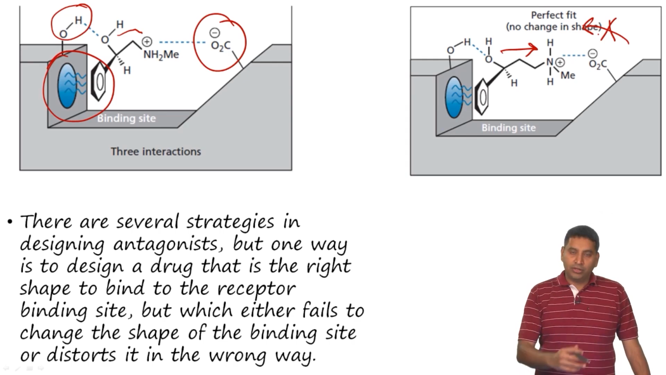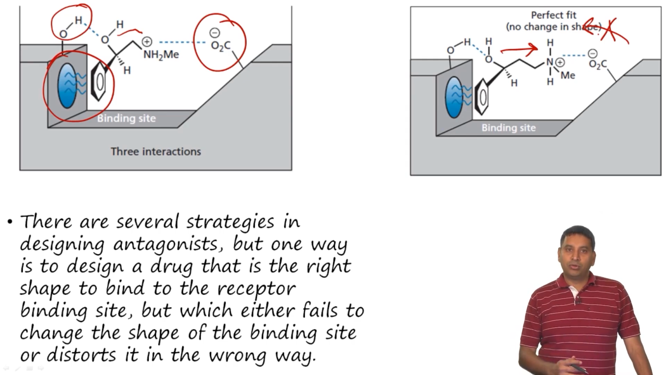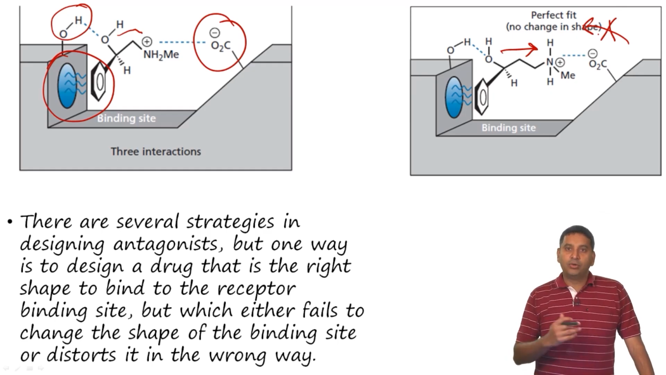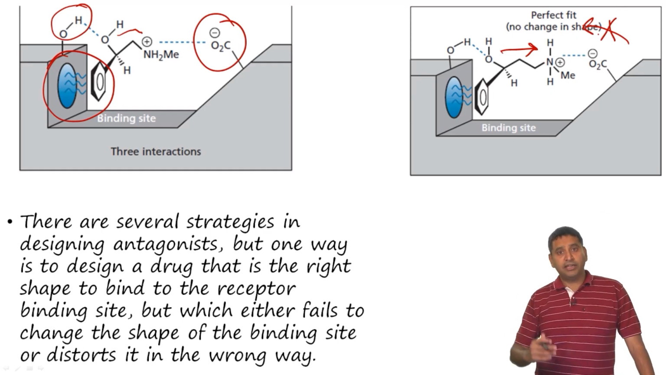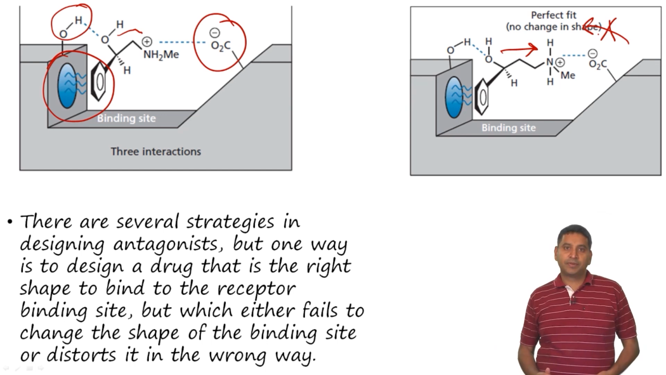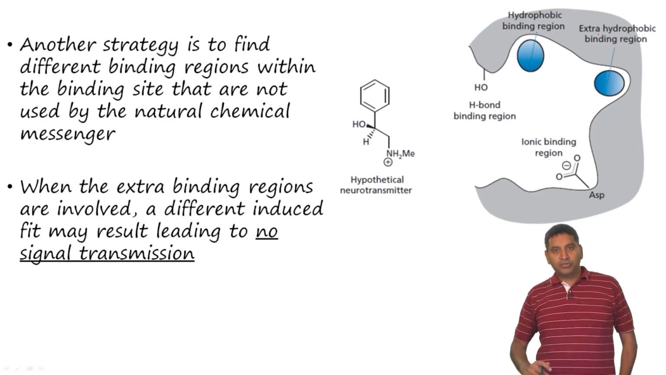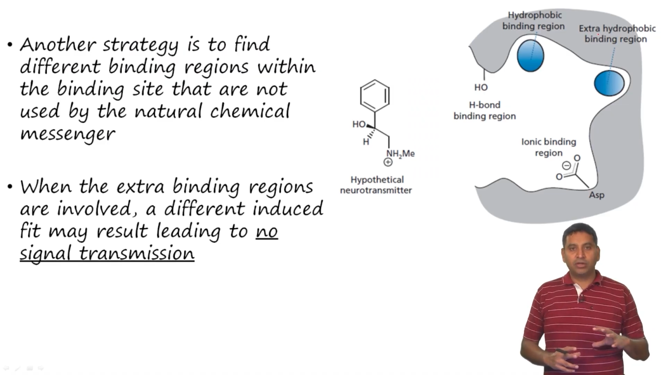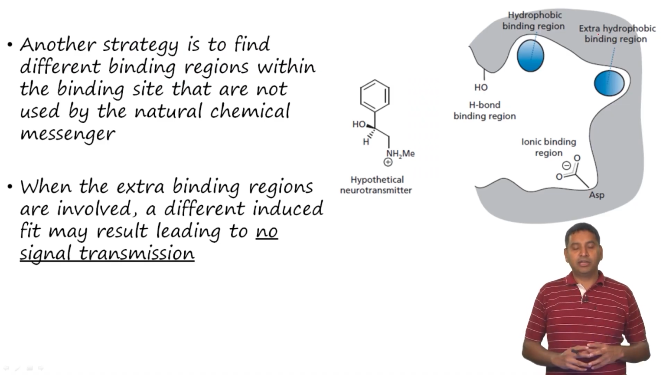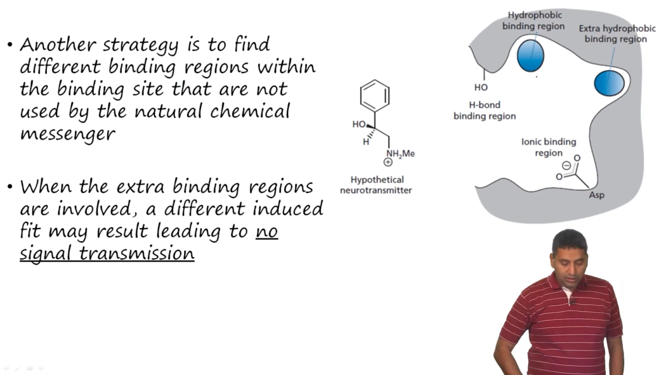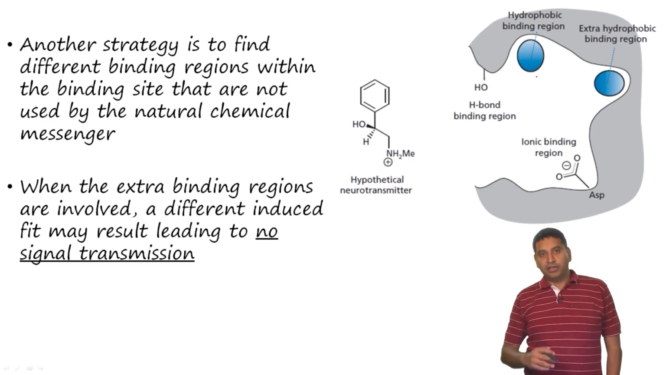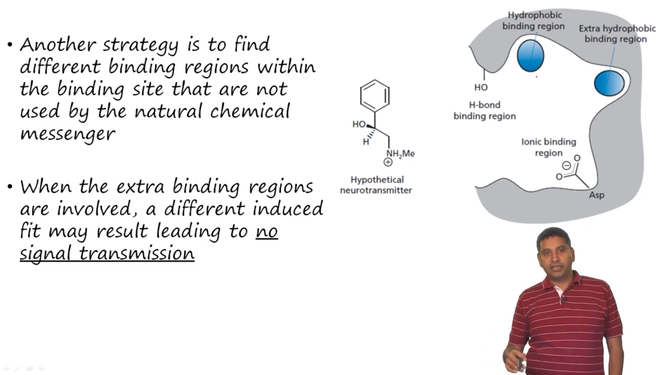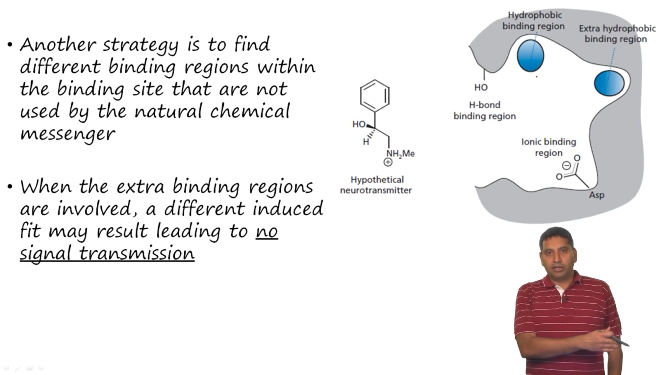To recap, what we would need to do is to design a molecule that does not induce the conformational change, yet binds to the receptor site. One more strategy is to use binding regions which are not used by the natural chemical messenger. So, another strategy is to find different binding regions within the binding site that are not used by the chemical messenger.